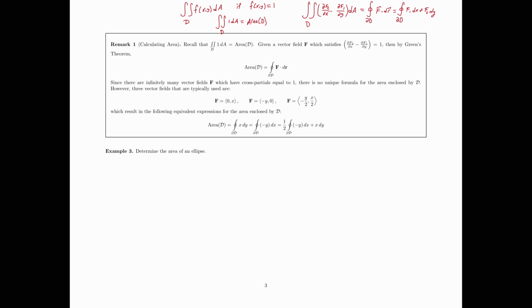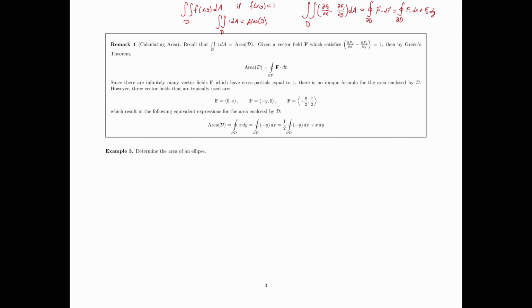So we know that area is the double integral of 1 dA. So the integrand has to be 1. Well, the integrand here is this expression. So if this expression equals 1, then whatever vector field has that property, where this quantity of its partials equals 1, would technically give us the area of D. And that's exactly what we want here. We want to find a vector field F which satisfies this condition.